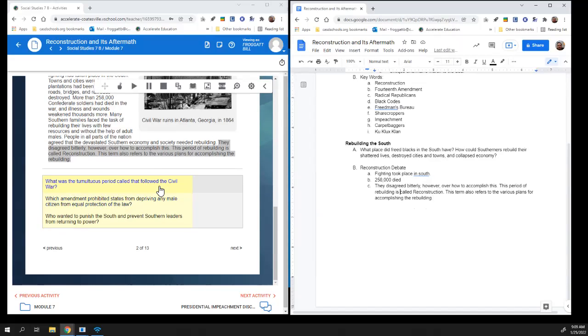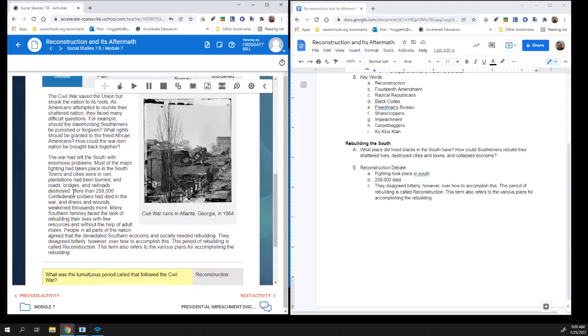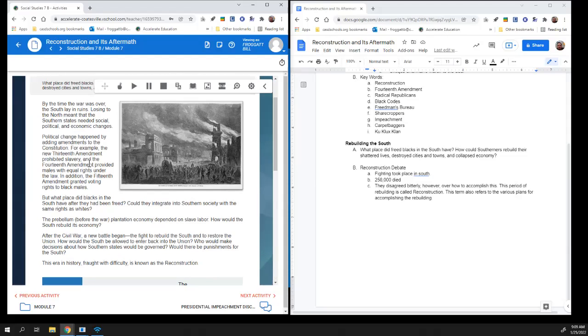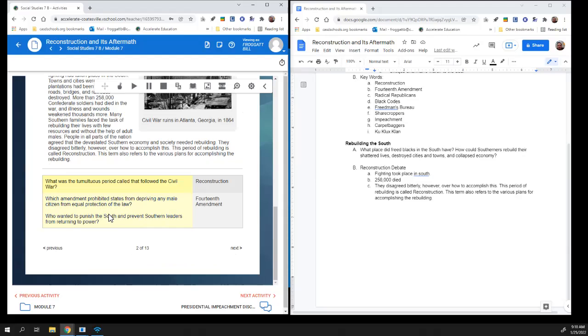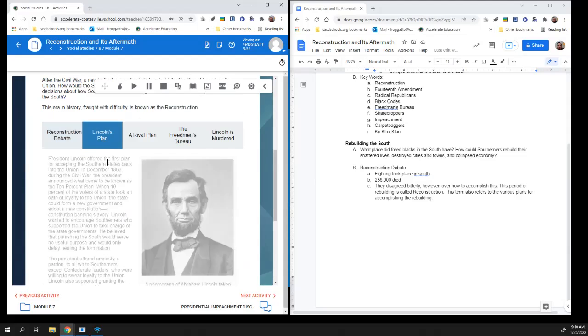What was the tumultuous period called following the Civil War, right? And then you go through, answer those questions for yourself. You can click on it, it gives you the answer, okay? Which amendment prohibited states from depriving any male citizen from equal protection of the law? We go back up here, look for equal protection of the law. Here we go. 14th. All right, click on here, down here, boom. And then who wanted to punish the South? All right, let's go over here, Lincoln's plan.